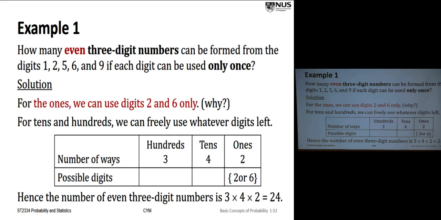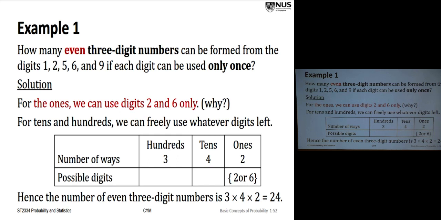Now, how to do it? Of course, there are only 5 digits. We can try to list out all the possible ways to arrange these 5 digits and see how many of them are even numbers and also 3-digit numbers. But of course, we don't want to do it by brute force. We want to make it very simple and easy to compute the answer. So we start thinking of, okay, we have 3 boxes.